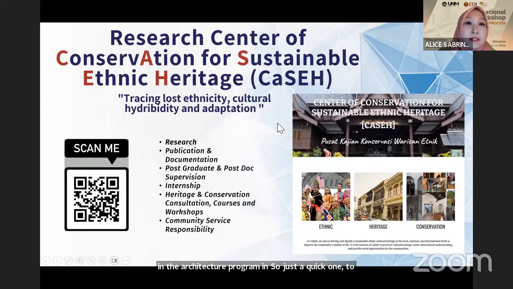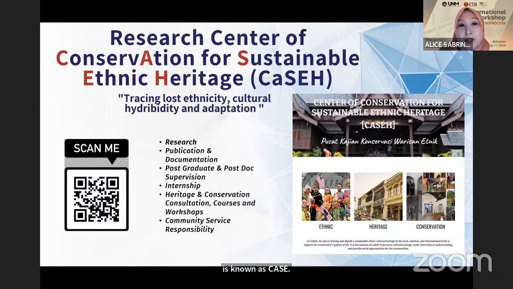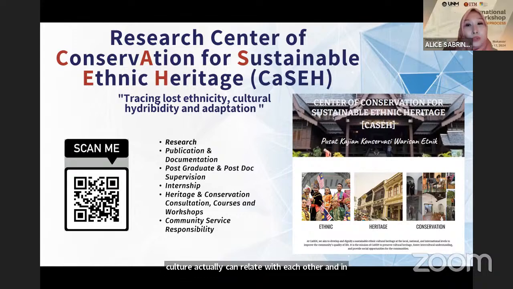This is the research center that I'm attached to, which is known as CASE. And under CASE, we discuss a lot about ethnicity. And we look at how ethnicity and culture can relate with each other, in terms of the built environment, and also looking into preservation, conservation, and also new ways of talking about hybridity and adaptation.